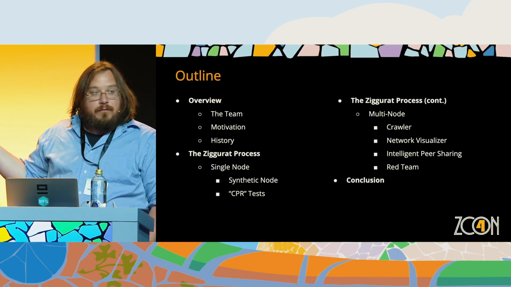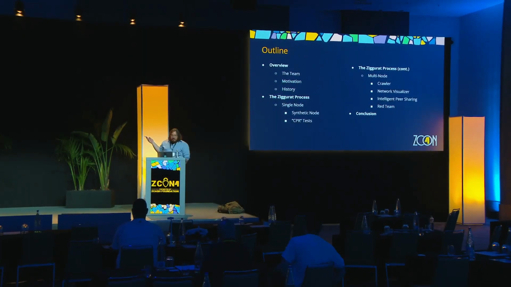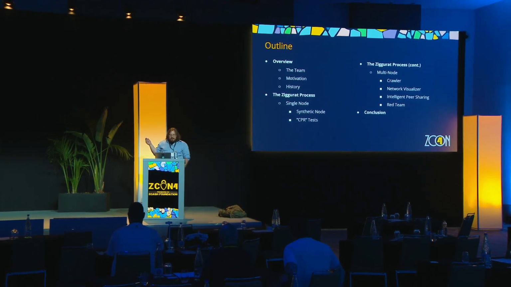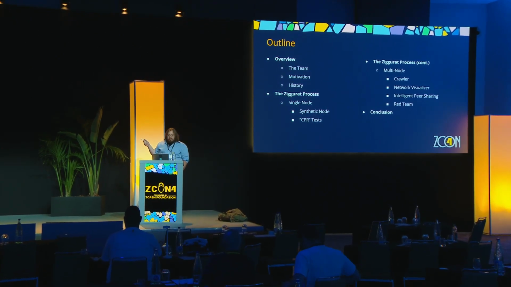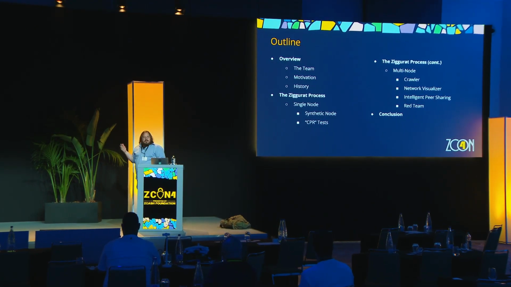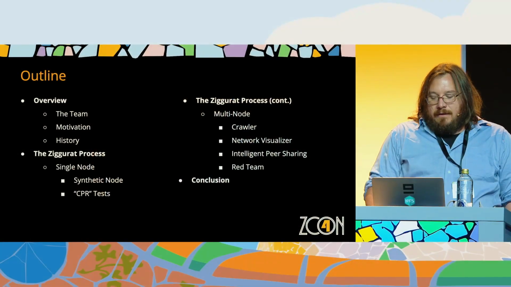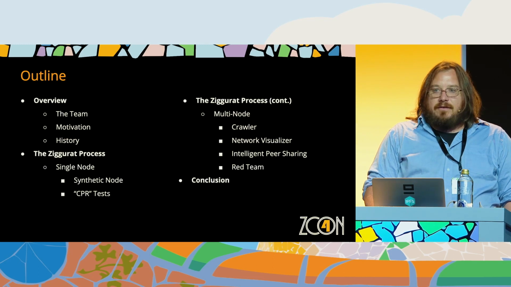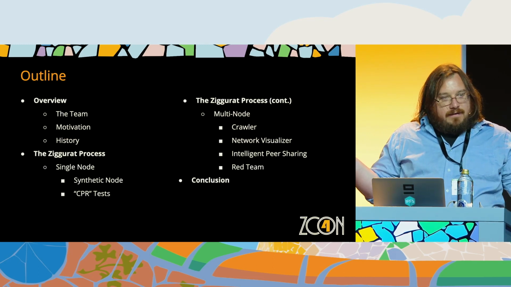So let's go into some of this. We're going to go through an overview of the history of the project, motivation, all those things, and then we're going to go right into the Ziggurat process. Because that's what Ziggurat really is. It's not a piece of software. It's not a synthetic node, which it comprises, but it's really a process by which we test blockchains, and specifically the peer-to-peer networks in the blockchains. Both single node testing and multi-node network-wide testing.